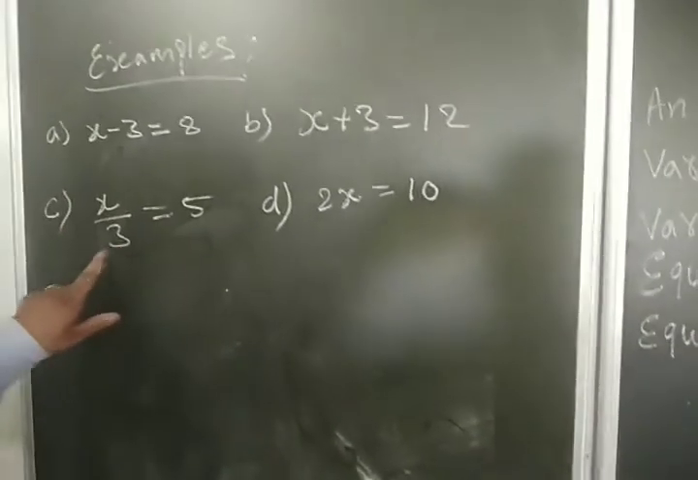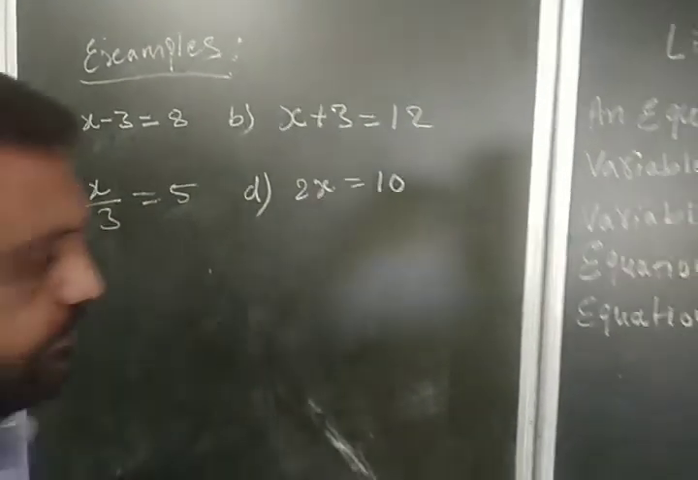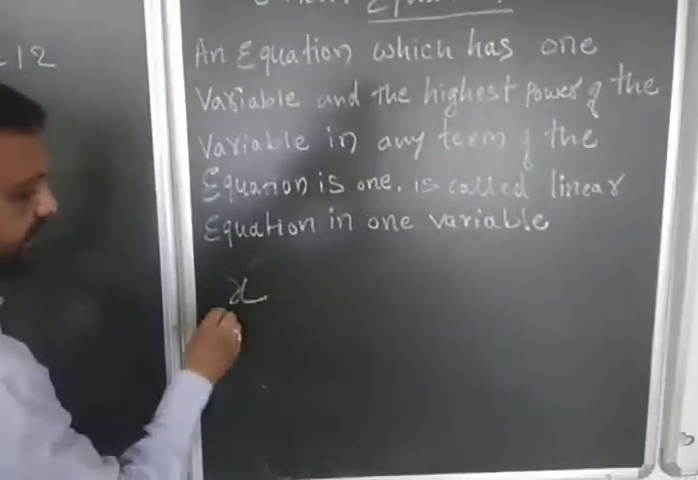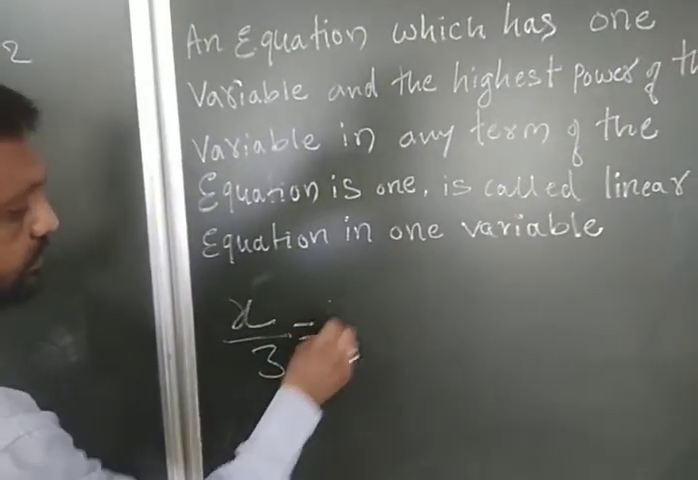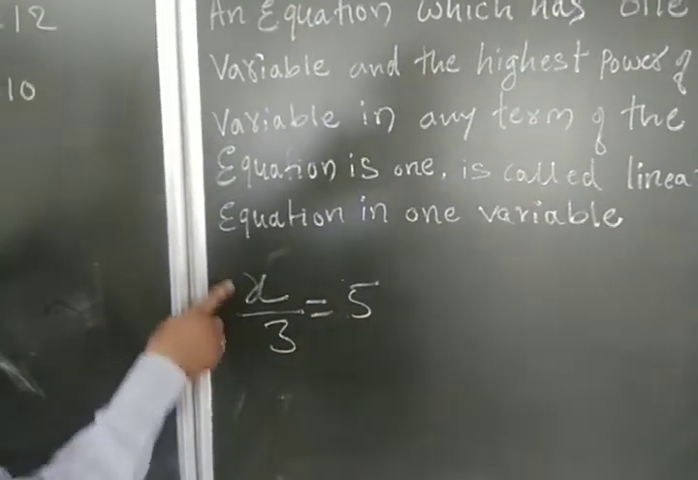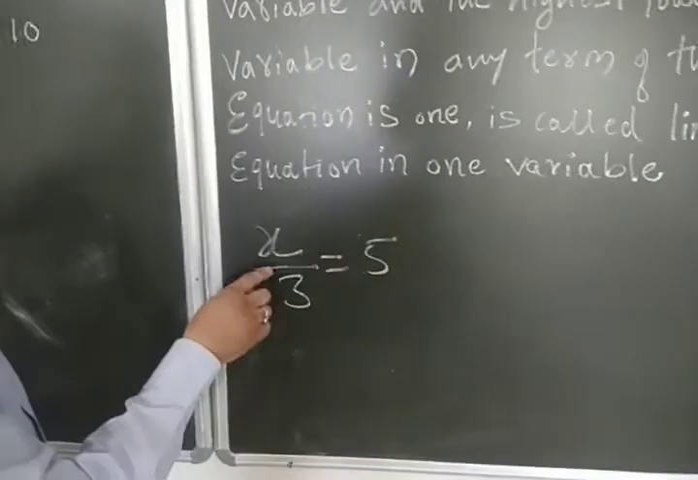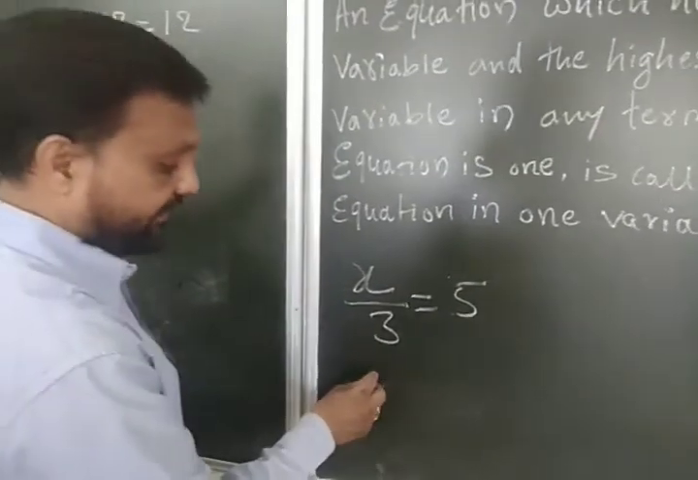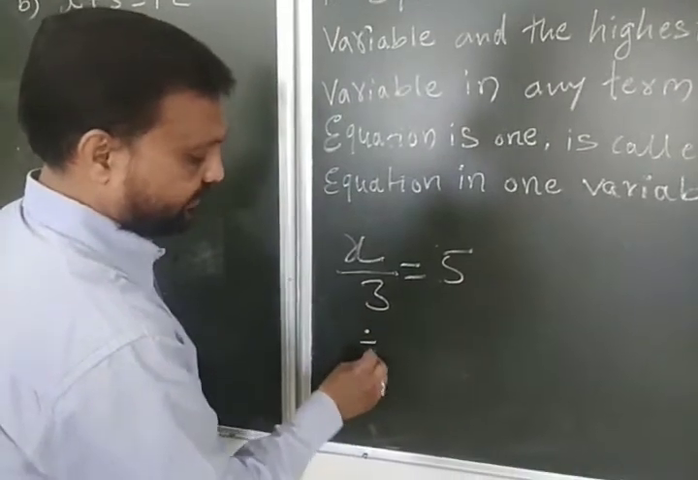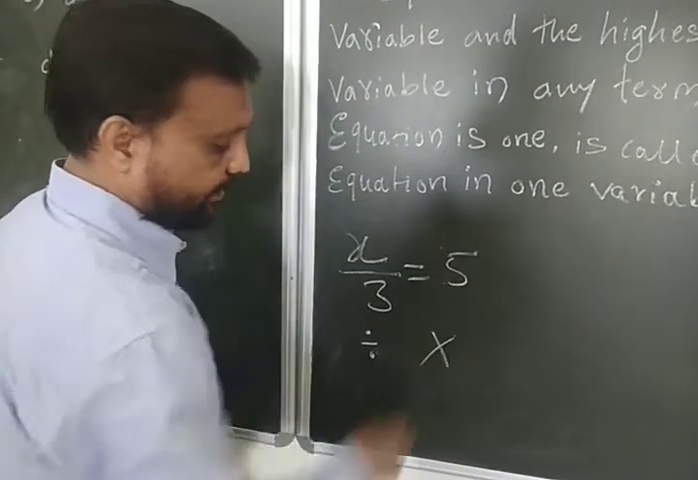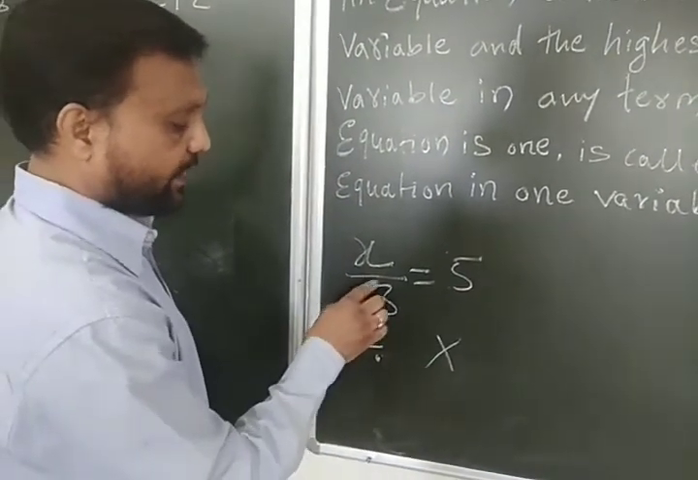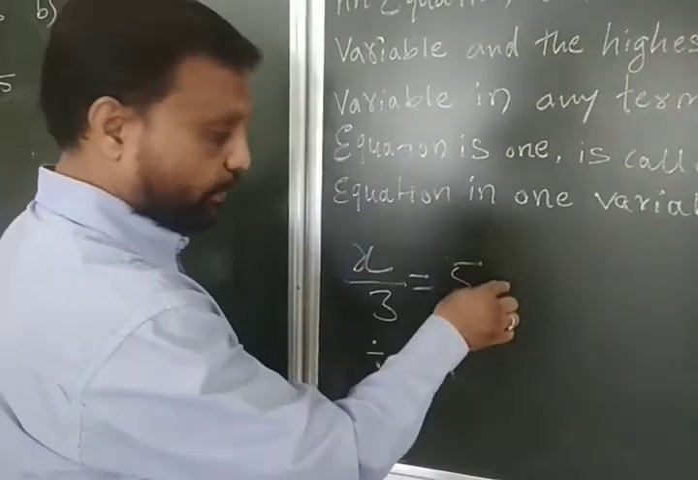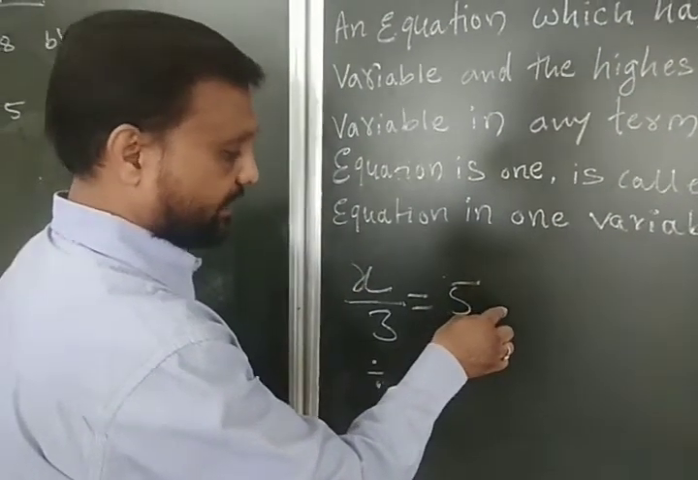The next question is x divided by 3 is equal to 5. Here the equation is x divided by 3 is equal to 5. Now here is a division sign. When division is there on the left hand side, when it goes to the right hand side, it becomes a multiply. Division, when transported to the right hand side, becomes a multiply.